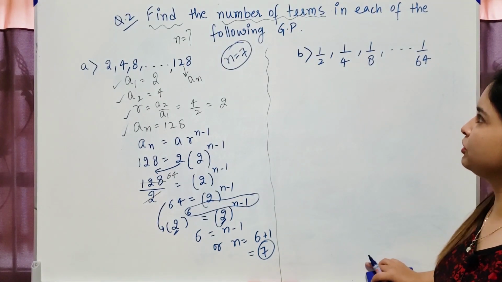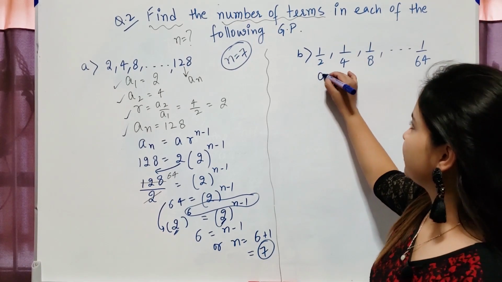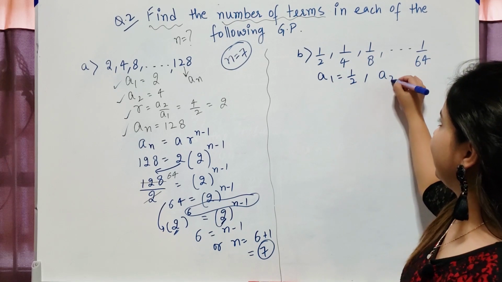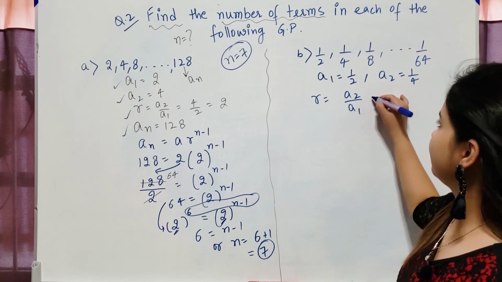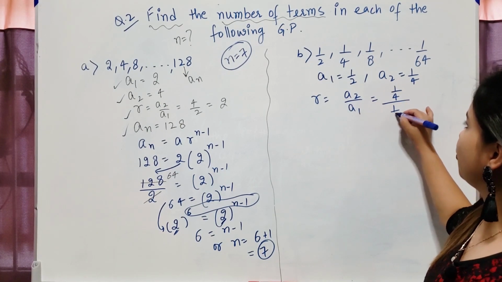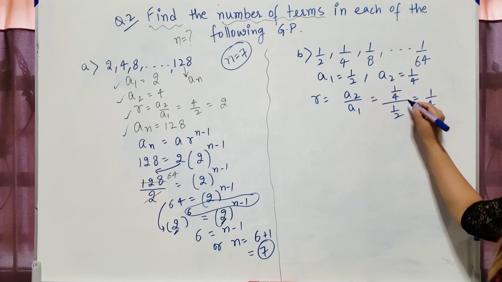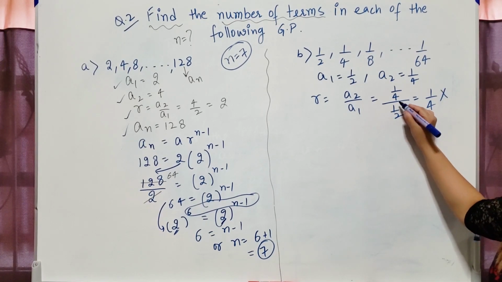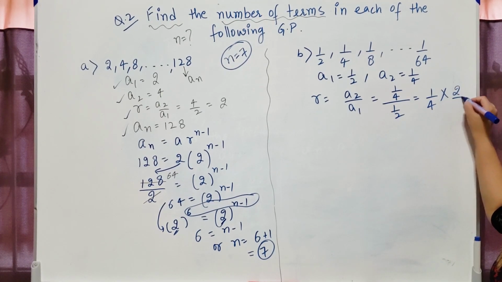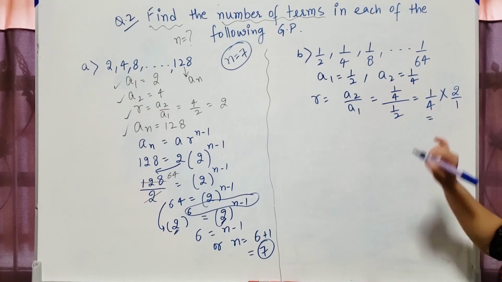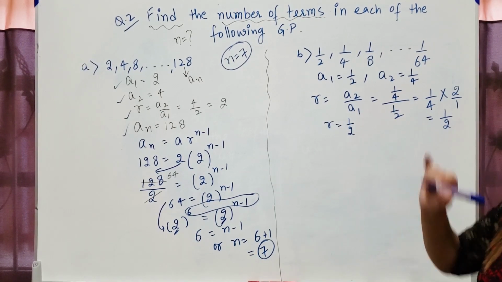Now similarly, I will use the same logic and the same formula to calculate n. In the second question, a1 is 1 over 2, a2 is 1 over 4. Find r. r is a2 over a1, which is 1 over 4 over 1 over 2. This you can write as 1 over 4. Change divide to multiply. If I change divide to multiply, I will write 1 over 2 as 2 over 1. So that means this will be 1 over 2. So my r is 1 over 2.